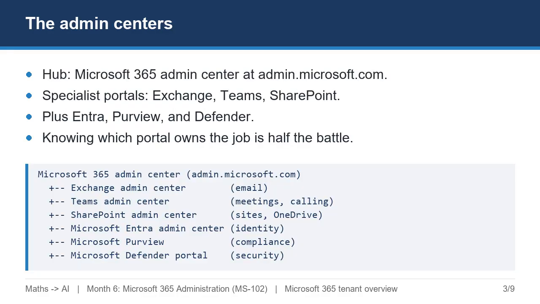You manage the tenant through web portals. The hub is the Microsoft 365 Admin Center at admin.microsoft.com. From there you handle users, licenses, and service health, and you jump out to the specialist portals: Exchange for email, Teams for meetings and calling, SharePoint for sites, Entra for identity, Purview for compliance, and Defender for security. When a ticket lands, knowing which portal owns the problem is genuinely half the battle.